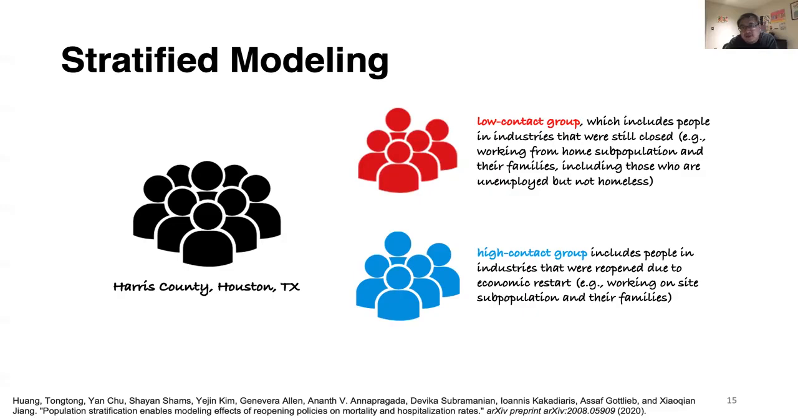A low contact group, which includes people in industries that were still closed, and a high contact group, which includes the people in industries that were reopened due to the economic restart. So intuitively, the subpopulation of people who work from home is those who continue to stay at home and have limited chance of contacting the working subpopulation. And the two groups share the same fitted model parameters, but they estimate different R. And the initial R0 for the low contact group is slightly lower than the R0 value of the high contact group.